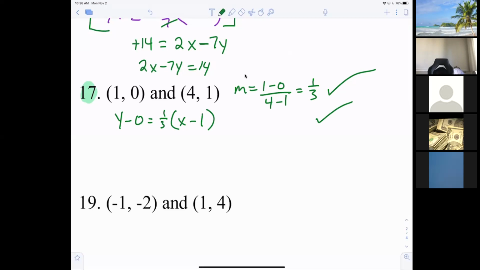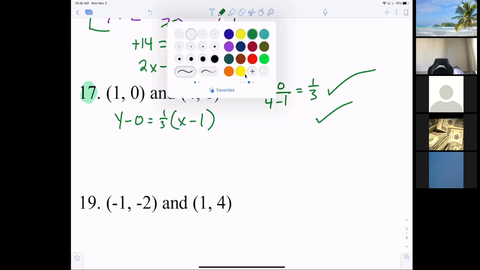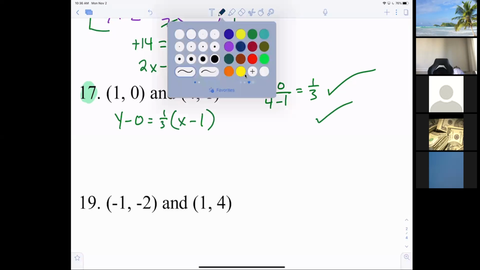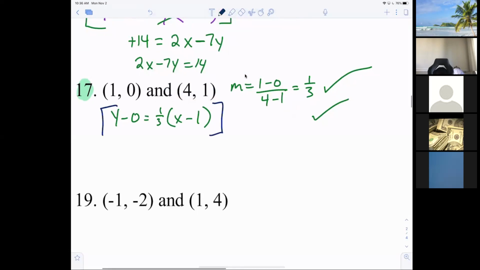Now, do I really need the y minus 0? But I do know I need to multiply both sides by what? 3. So I'm going to put a bracket, multiply by 3. When I multiply the left side by 3, that becomes 3y. What happens to the 3 and the 1/3? They do what to each other? Oh, they cancel. So it's just 3y equals x minus 1.